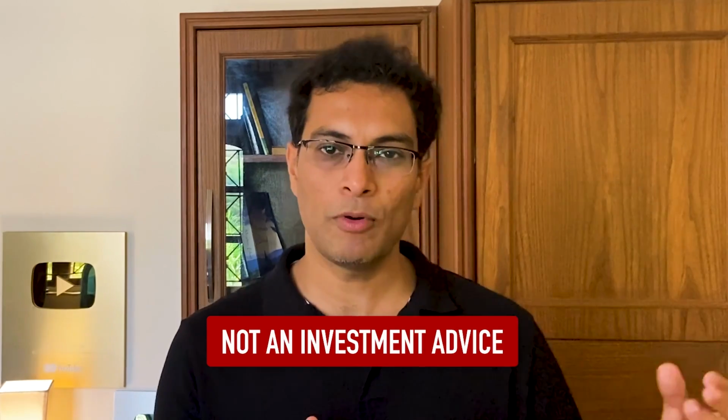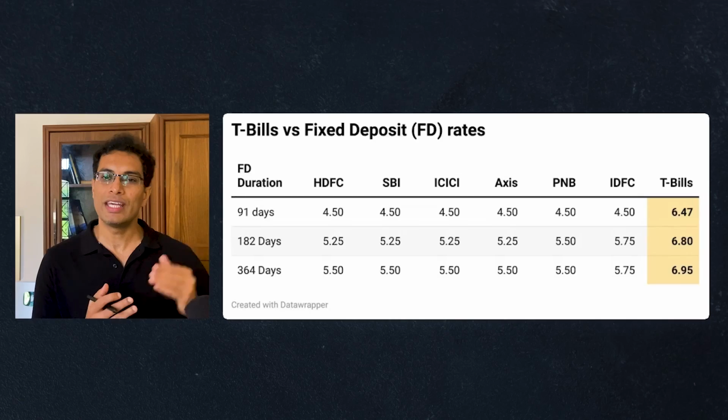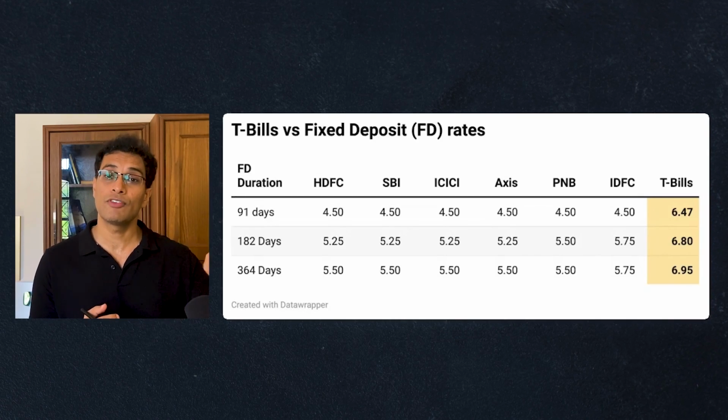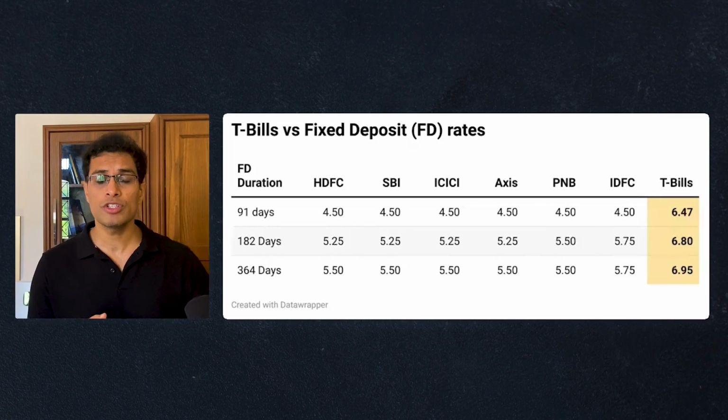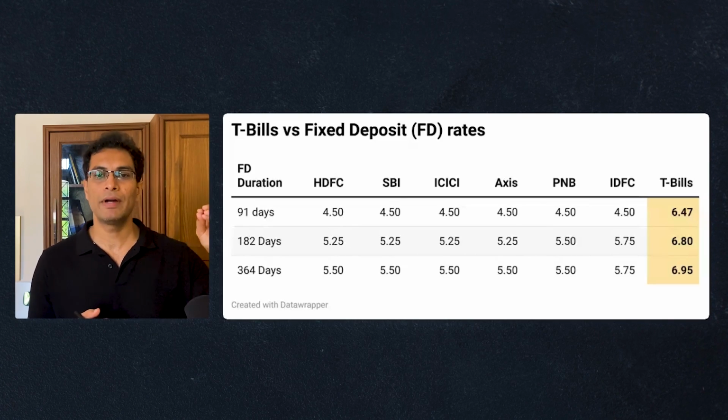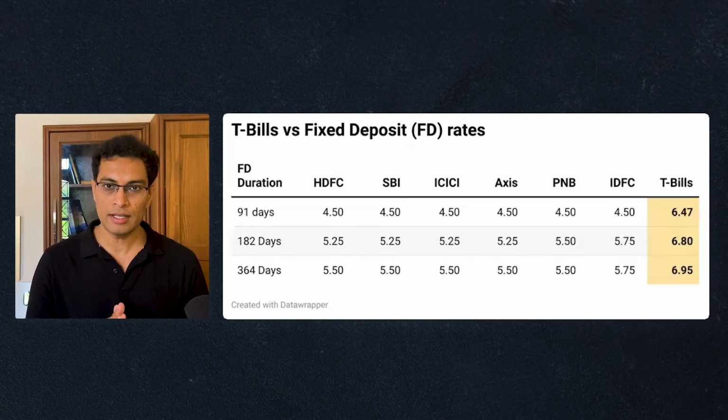Let me explain that by borrowing the commentary of Mr. Nitin Kamath, and this is the data that he had shared. He compared T-bills, which are a type of government security and one of the most secure forms of debt instruments, with fixed deposit returns, and this is the data.